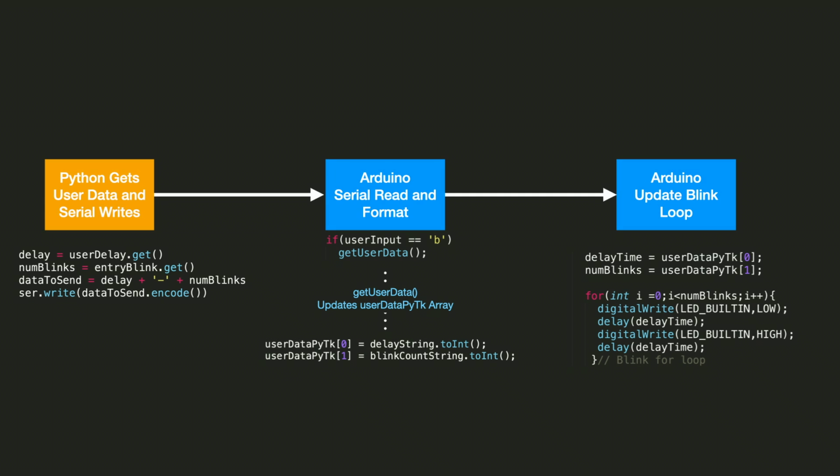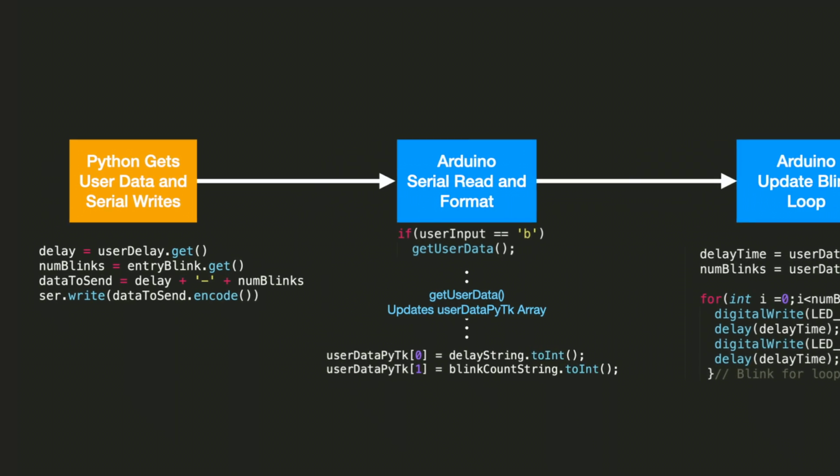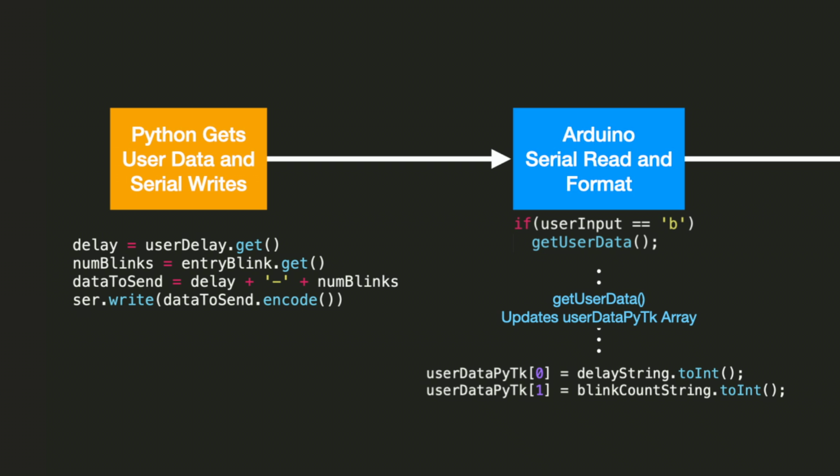Let's first take a look at this block diagram to see how this code will work. First we see at the left side the Python gets the user data and does the serial write. So we have here two variables beneath that block: delay, which is the delay time, which we use user.get, and then we have the number of blinks, which is the new variable, which will be the number of times that the LED will blink. And you'll see we'll create a widget called an entry box.